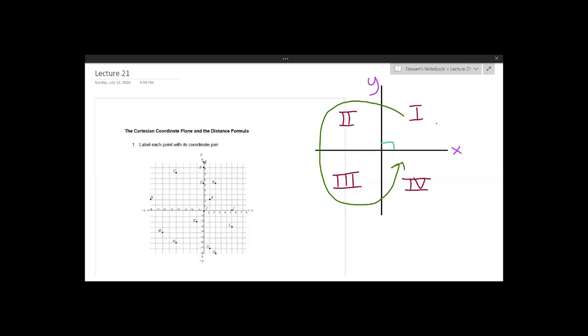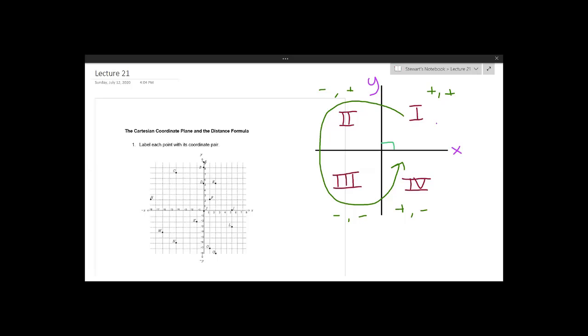In quadrant 1, both x and y are positive. In quadrant 2, x is negative, y is positive. In quadrant 3, both are negative. And in quadrant 4, x is positive and y is negative. And that's what defines those quadrants.